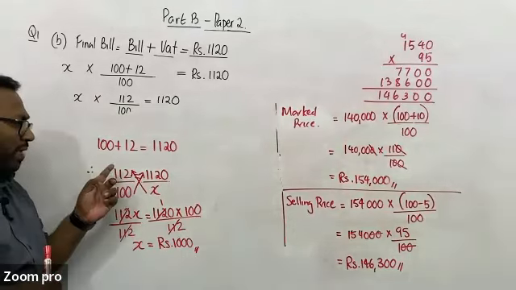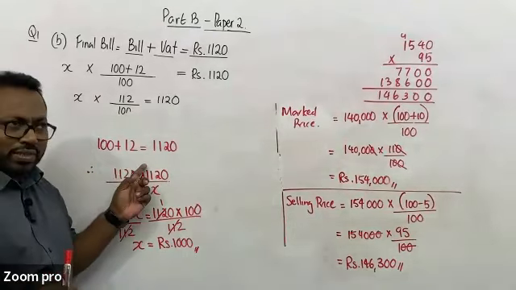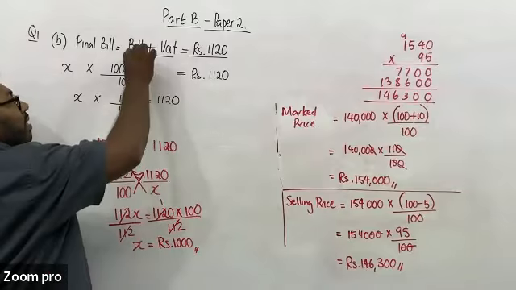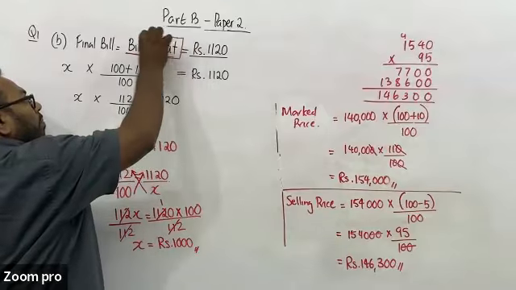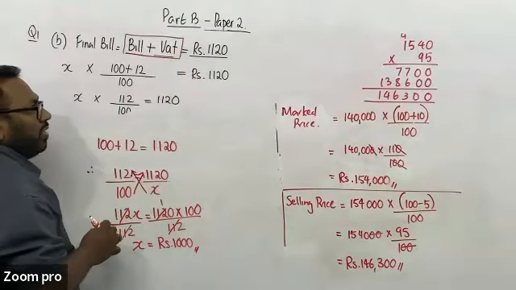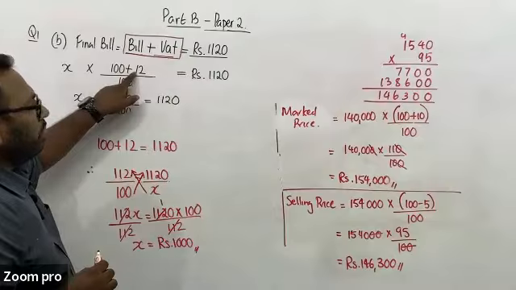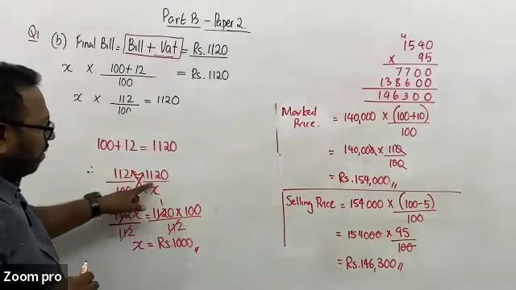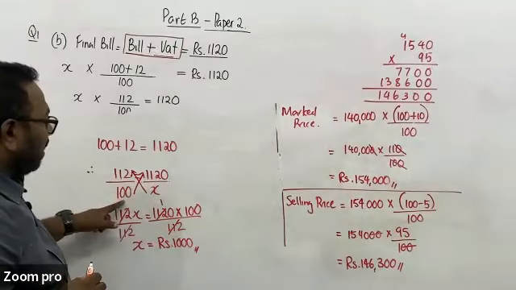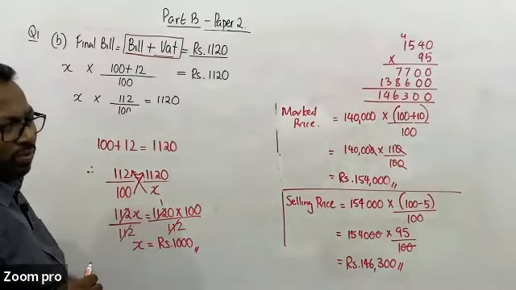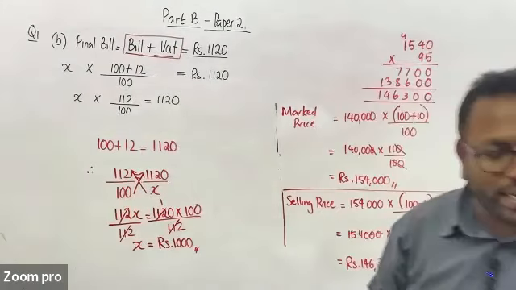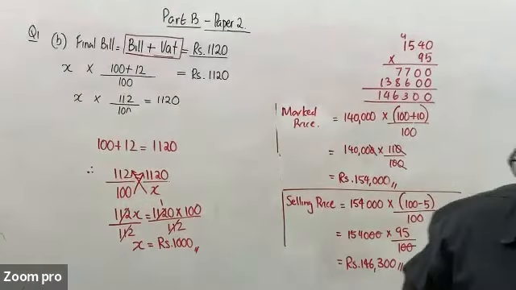What are they saying? If 112 is equal to 1120, why 112? Bill value plus your VAT amount. What is your VAT amount? 100 plus 12 is equal to 1120. Divide by 100 and you can find out. You can use the direct proportion method as well.